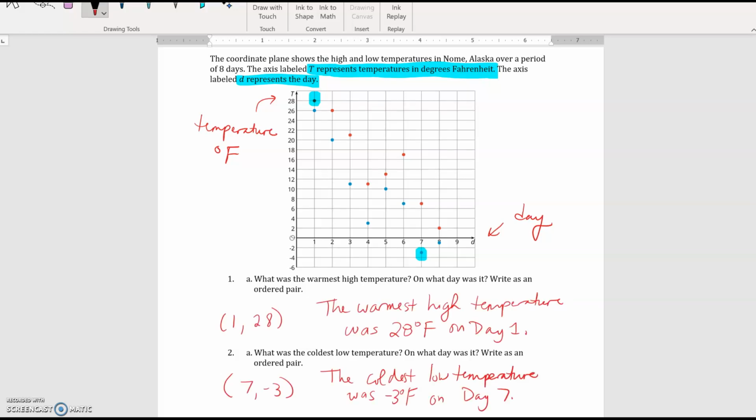Alright, here are the answers for 1 and 2. For number 1, it was a point of (1, 28). So that stands for the warmest high temperature was 28 degrees Fahrenheit on day 1. And then the coldest temperature was (7, -3). So the coldest low temperature was -3 degrees Fahrenheit on day 7.